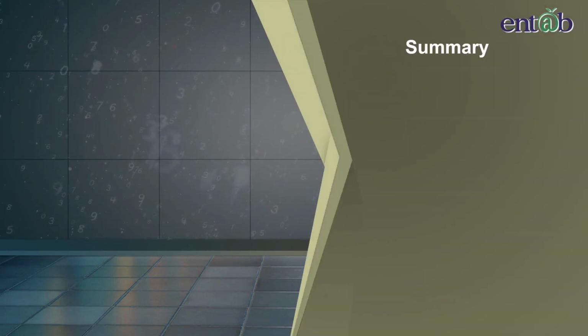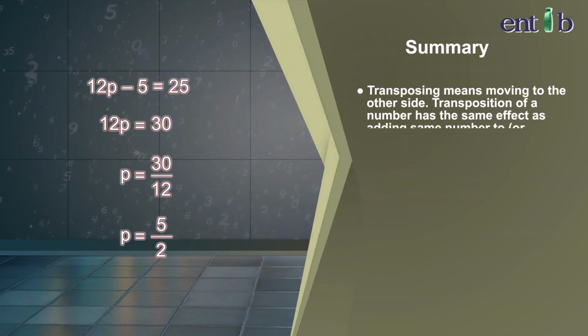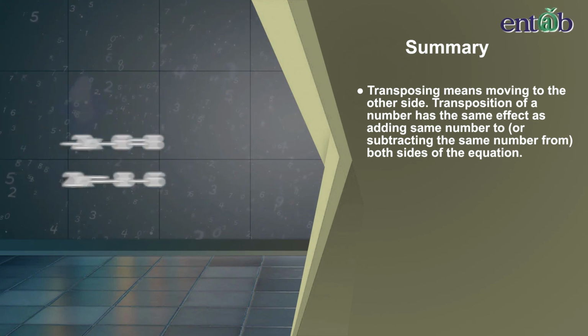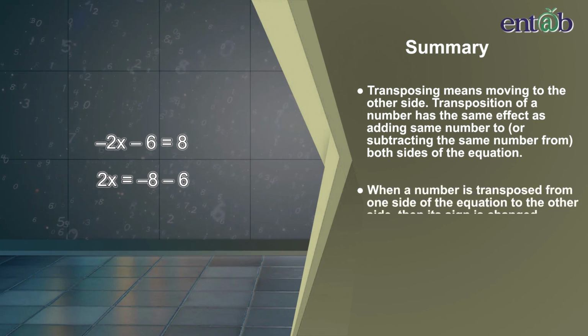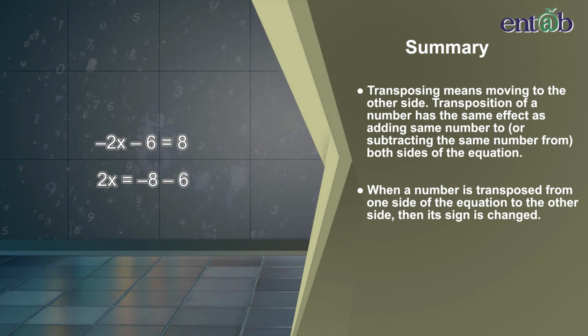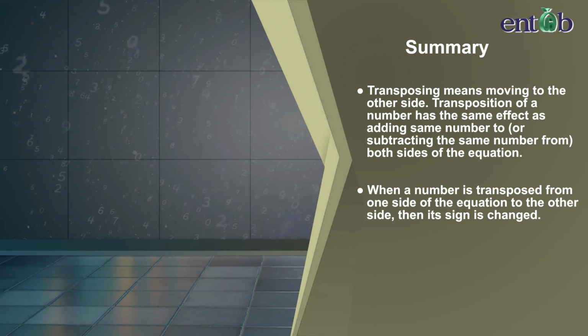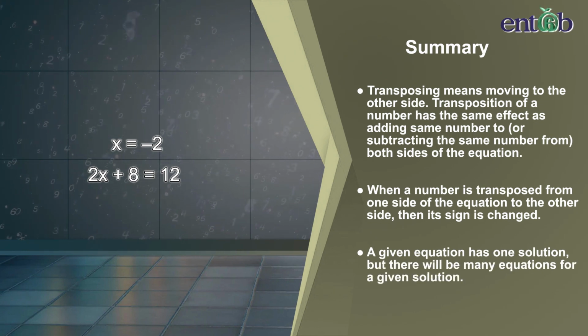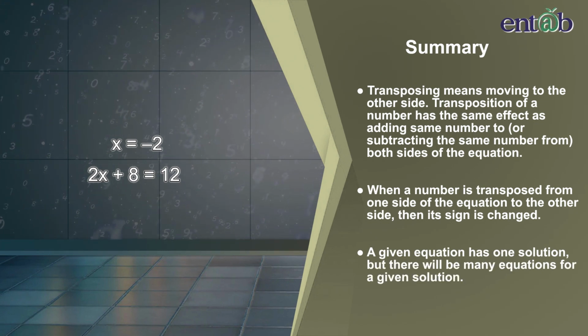So, let's summarize what we have discussed. Transposing means moving to the other side. Transposition of a number has the same effect as adding the same number to both sides of the equation. When a number is transposed from one side of the equation to the other side, then its sign is changed. A given equation has one solution, but for a given solution, there will be many equations.